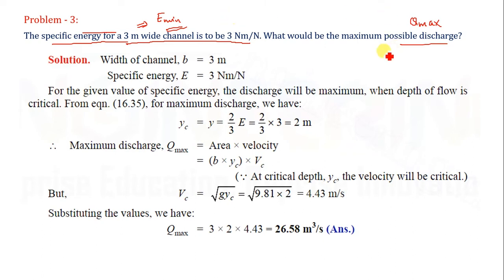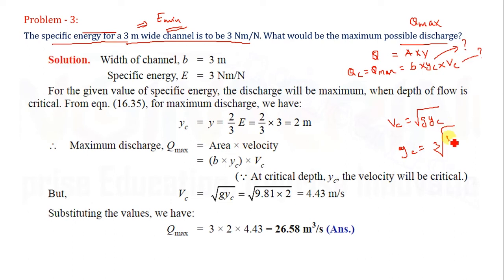So let us find out. What is the general equation for Q? Q is equal to area into velocity. That's it. And what is the Q max? Q max is nothing but Qc, the critical discharge. What will be the equation? This is a rectangular channel again, so Q equals B into Yc into Vc. So I need to find out what is Yc, and I need to find out what is Vc. Of course, you know Vc is equal to root over g into Yc. E is equal to cube root of Q square by g.